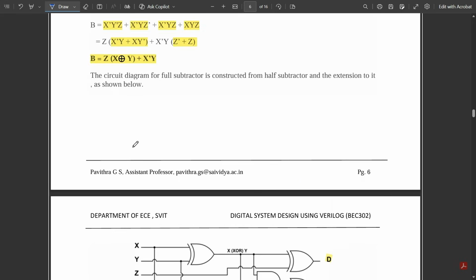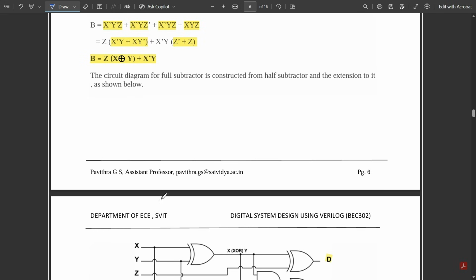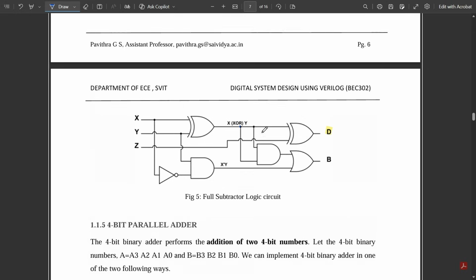Similarly for borrow, that is z into x XORed with y. Where is z here? So this is z, right? We should be multiplying it with x XORed with y, that is this term here, whatever output is produced. From here you need to be multiplying it and giving it to the AND gate. You see here, this z input is given here, and one more input is x XORed with y, so these two are given to the AND gate.